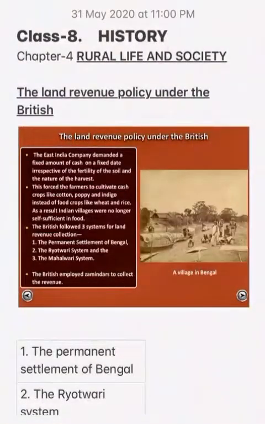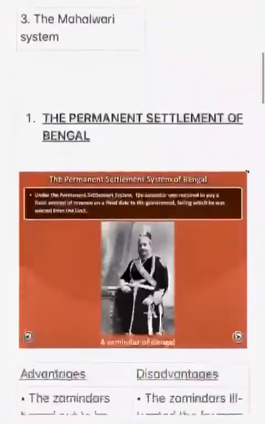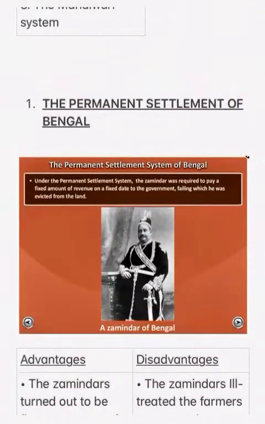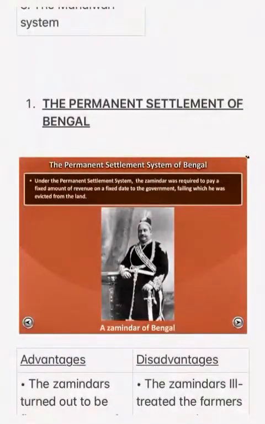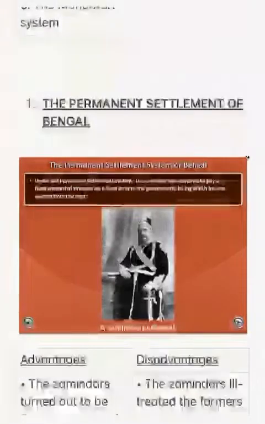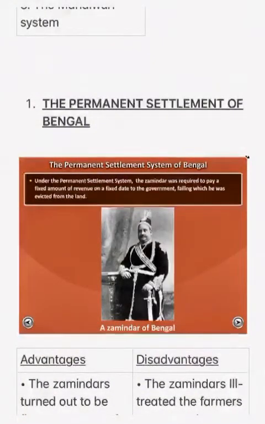The British followed three systems for land revenue collection: the permanent settlement of Bengal, the Rayatwari system, and the Mahalwari system. So now first we'll discuss the permanent settlement of Bengal. In 1793 CE, Cornwallis introduced the permanent settlement of Bengal. The Zamindars were required to pay a fixed amount in cash on a fixed date as land revenue to the treasury, irrespective of what they could collect and irrespective of the fertility of the soil.